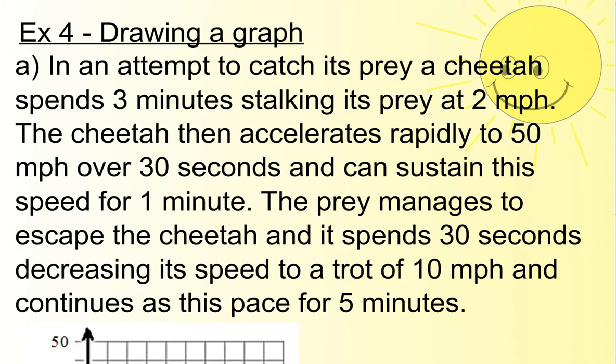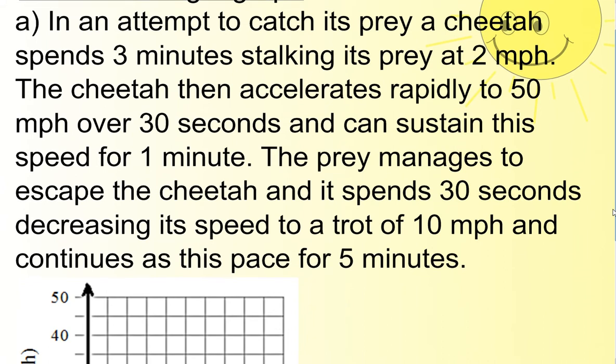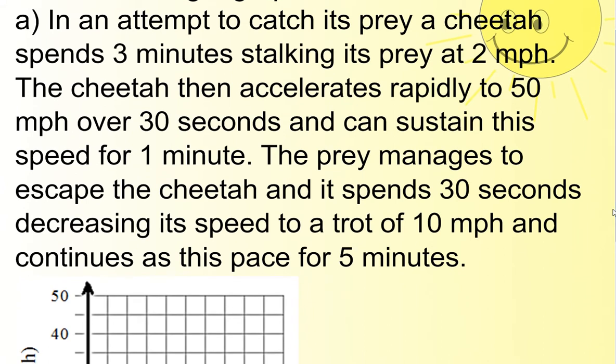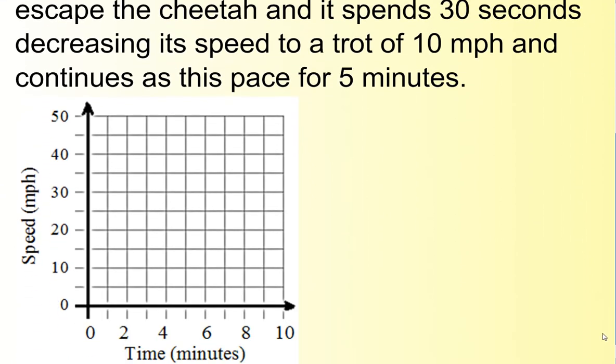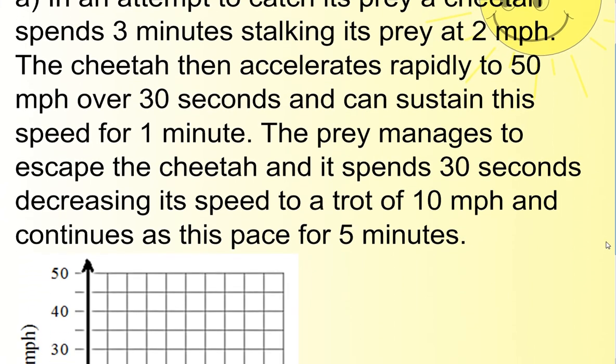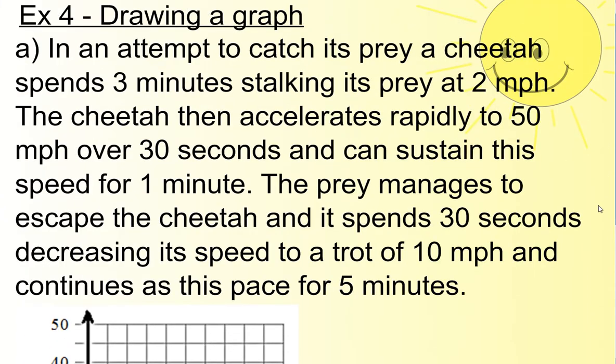Example 4. In an attempt to catch its prey, a cheetah spends 3 minutes stalking its prey at 2 miles per hour. The cheetah then accelerates rapidly to 50 miles per hour over 30 seconds and can sustain this speed for 1 minute. The prey manages to escape the cheetah, and it spends 30 seconds decreasing its speed to a trot of 10 miles per hour and continues at this pace for 5 minutes. Okay? So we want to draw what it says up here in a graph. We want to match what it says.